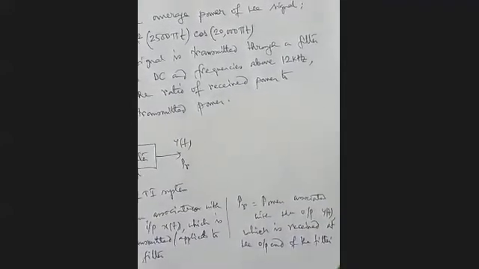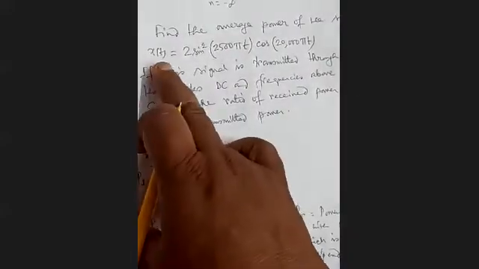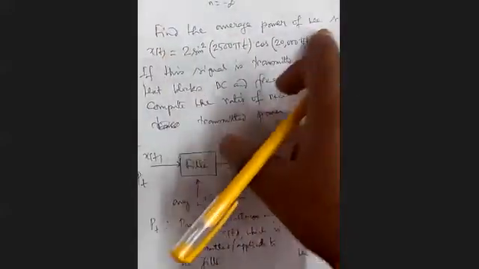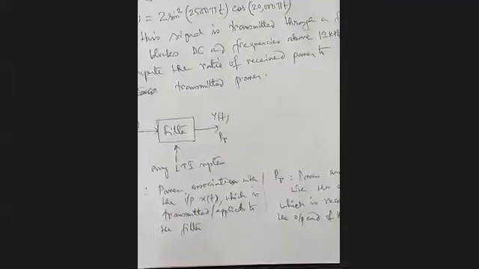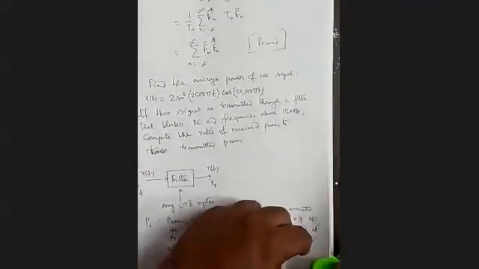Now first, just consider the case of xt, its expression: 2 sine square something into cos something. I write it on the next page. Page number 8.